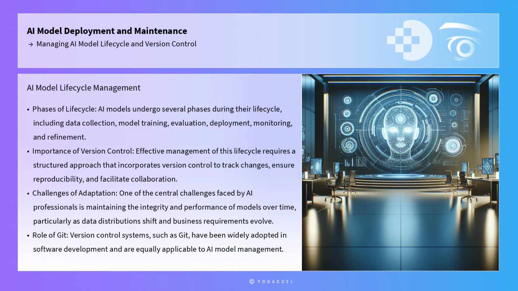Version control systems, such as Git, have been widely adopted in software development and are equally applicable to AI model management. Git enables teams to track changes to code and model parameters, allowing for robust collaboration and easy rollback to previous versions if needed.